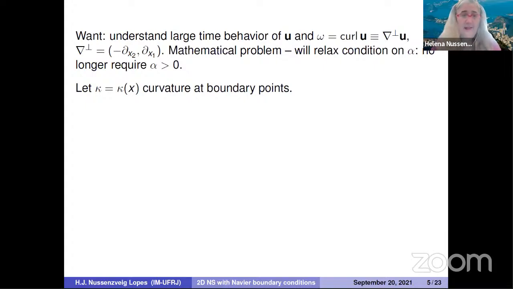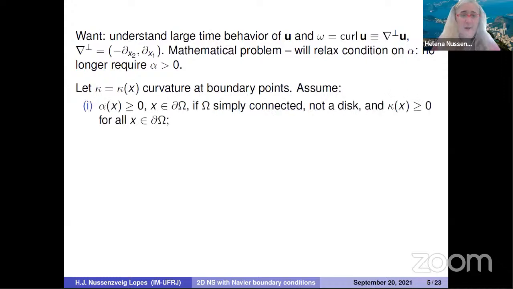Instead, let kappa of x be the curvature at different boundary points, and we will assume one of the following conditions. Either alpha is non-negative, if the domain is simply connected, if it is not a disk, and if the curvature is non-negative everywhere. In other words, if you have a simply connected convex domain, which is not a disk, then we will have to assume alpha is non-negative.